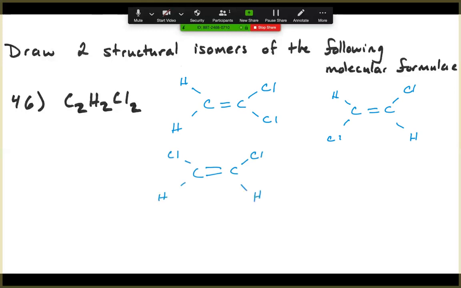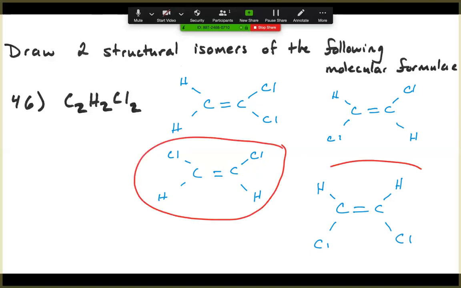What throws people off, let me just make that neater, is what if I drew this, where the hydrogens both point up and the chlorines point down, right? If I'm comparing that to this, they look different on paper. They're actually the same exact molecule. They're just flipped upside down in space. The one over here, the chlorines are on the top. The one down here, the chlorines are on the bottom.